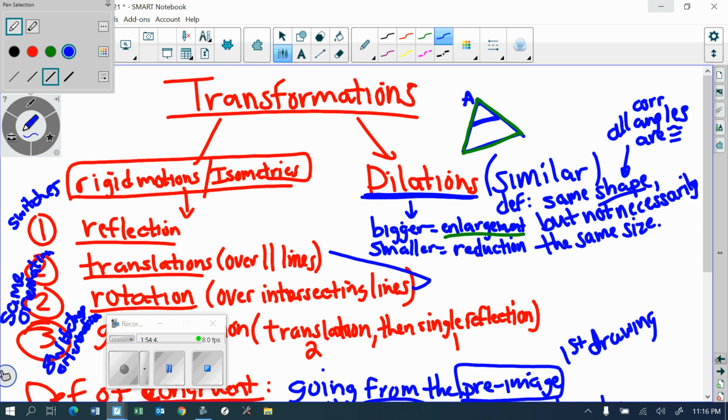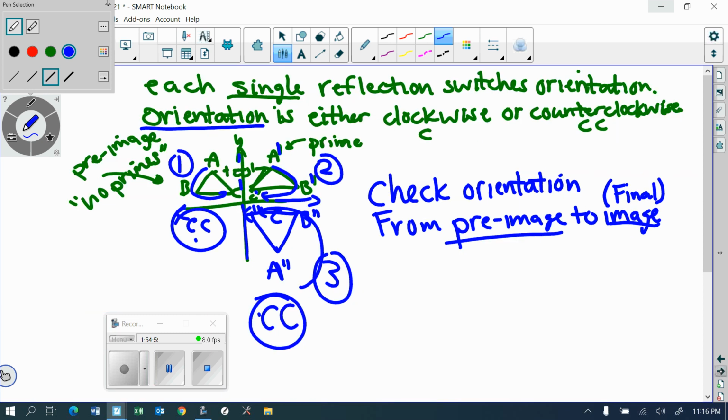The definition of a translation is 2 reflections over parallel lines. A rotation is 2 reflections over intersecting lines. So you go back and look in here. It first got reflected over the y-axis, then the x-axis. Are those intersecting lines? Yes, they are. So this is called a rotation.